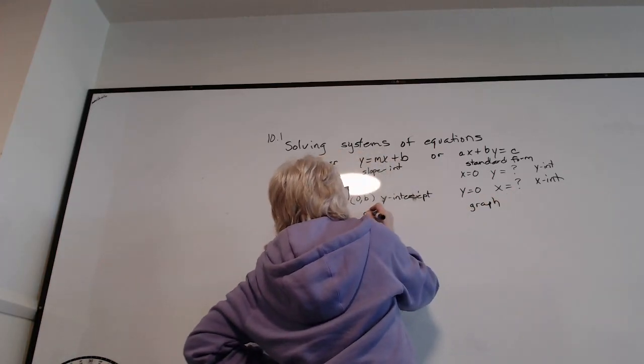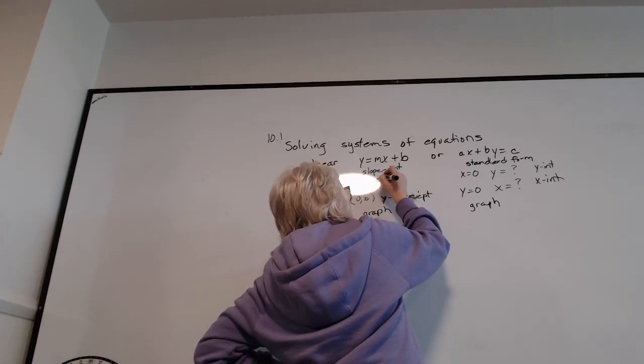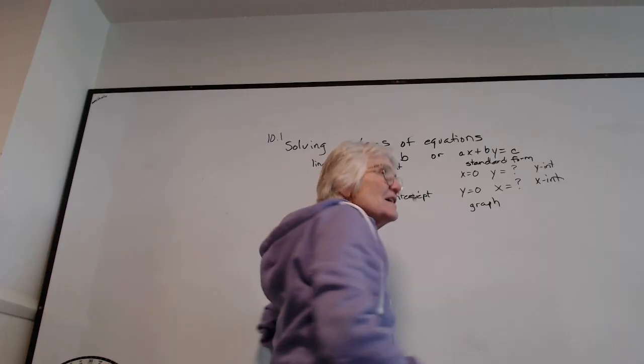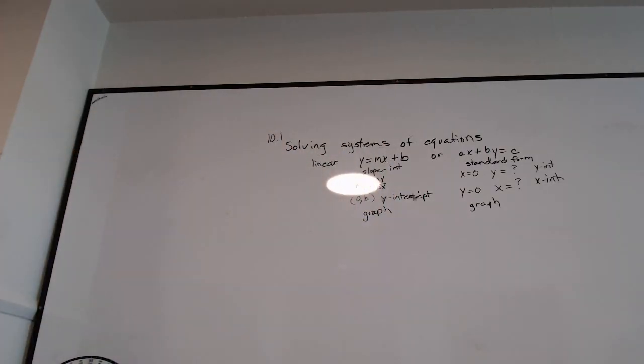Okay, you graph using the slope. This is the change in y over the change in x. That little sign that looks like a triangle can mean change. In math, that little triangle means change.